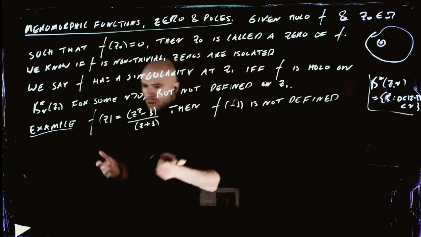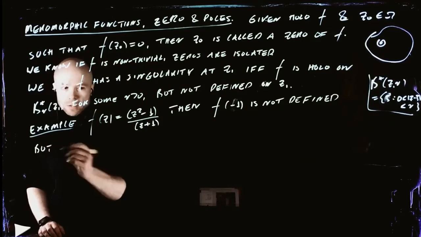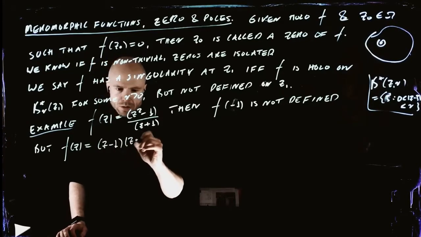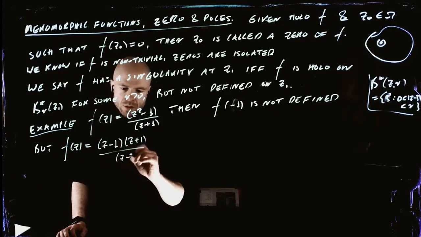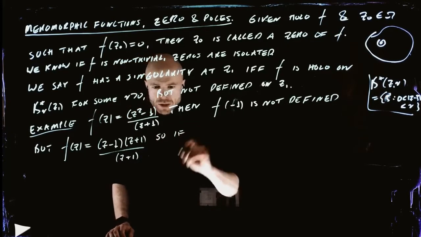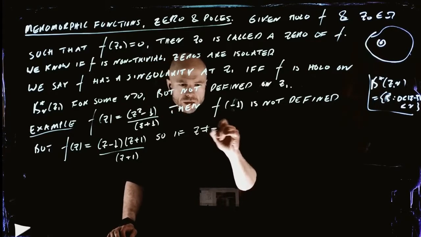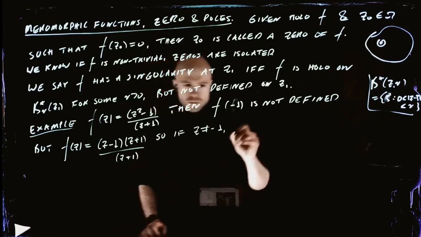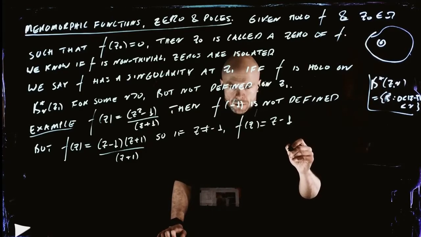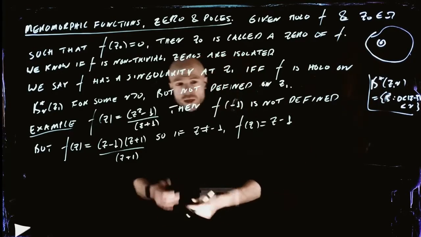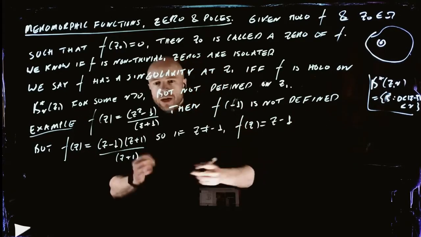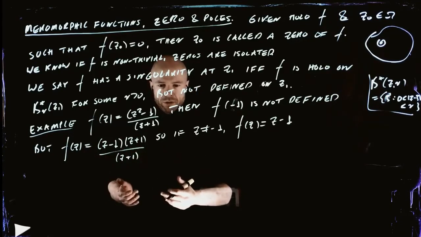But this is not so much of a problem, because you've seen this from calculus lots of times, right? If z is not equal to minus 1, then we can cancel the top and bottom. Then f of z is actually just equal to z minus 1, this nice function. So we can fill this hole where the function is not defined and create a function that is holomorphic.